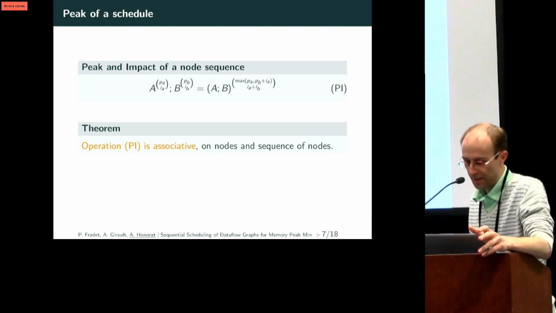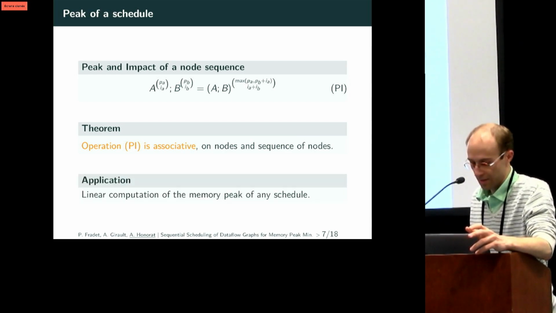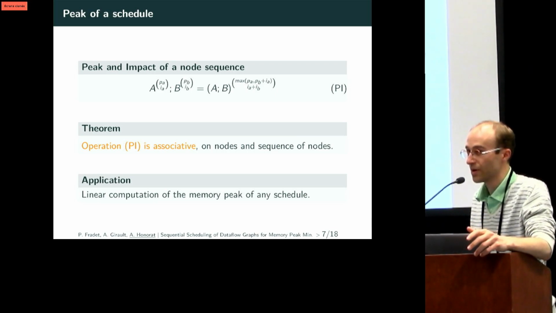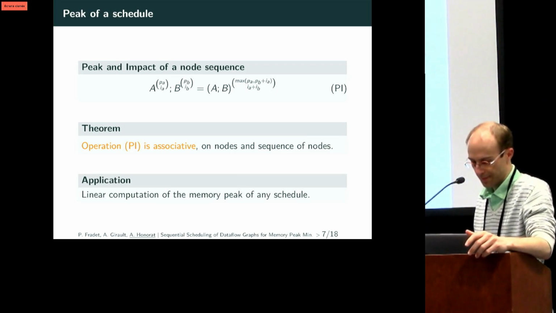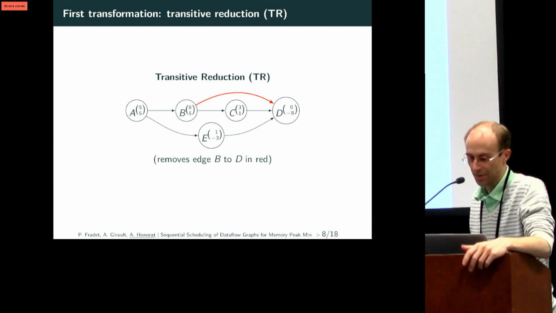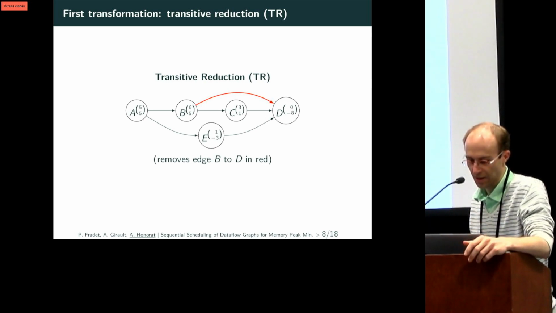The good property of operation PI is that it's associative on both nodes and sequence of nodes. This gives us the direct application that is linear time computation of the memory peak of any schedule. And here is the first application. So it's our first transformation rule, peak preserving transformation rule on the internal graph.